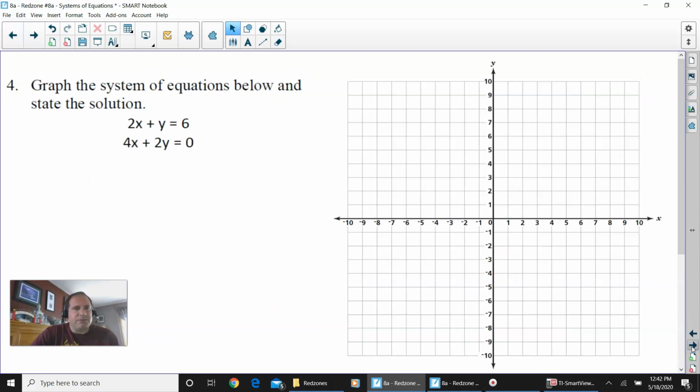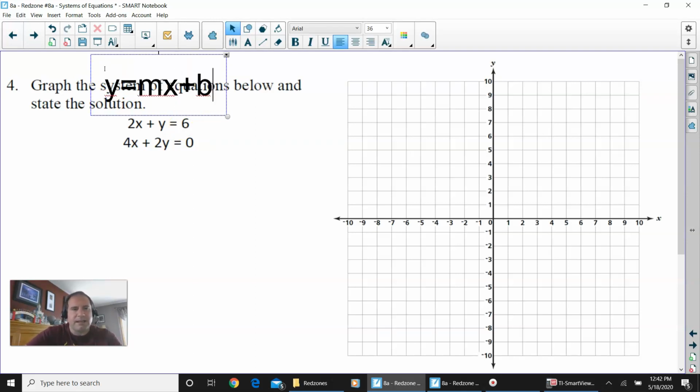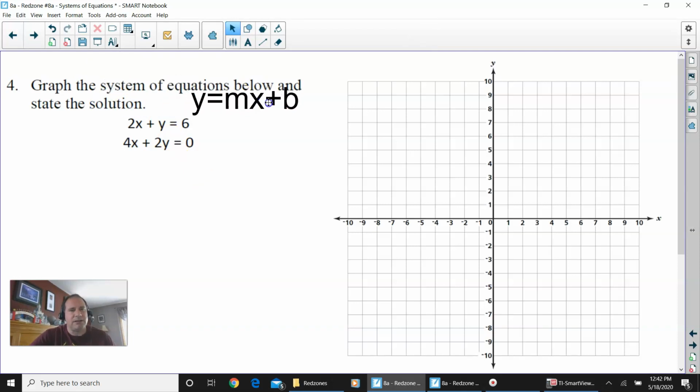All right, so number 4. Number 4 is a little bit more difficult, and I'll just go through what you have to do. These are not in y equals mx plus b format. Remember, they always have to be y equals mx plus b, and that is the equation of any line. If it's not in that format, you have to solve for y. To graph, you need the y-intercept and the slope. There's no way to do it if you do not solve for y.